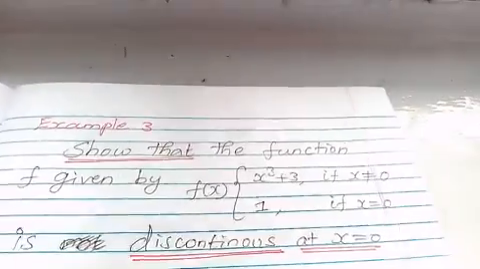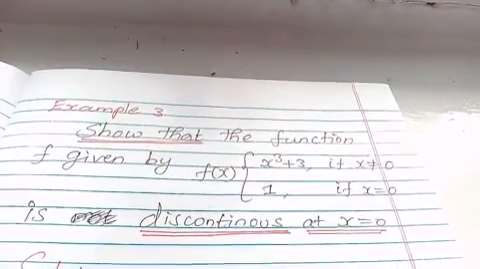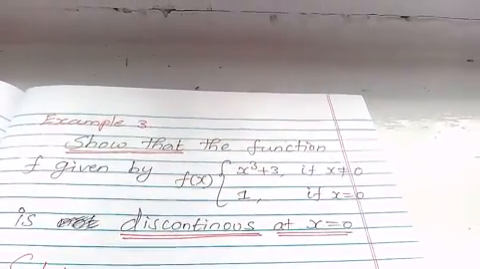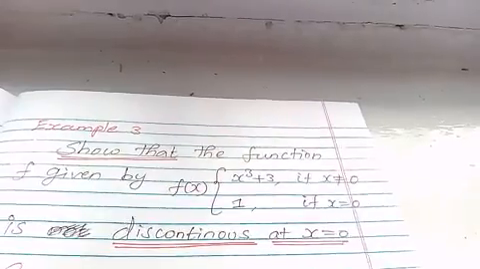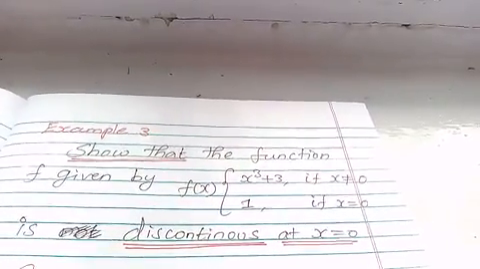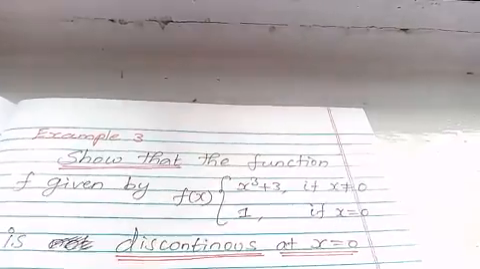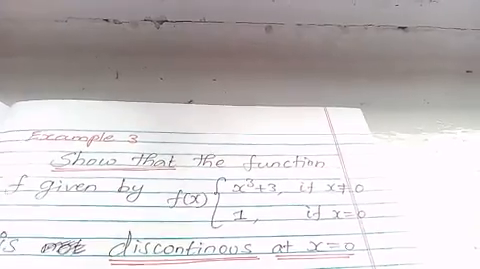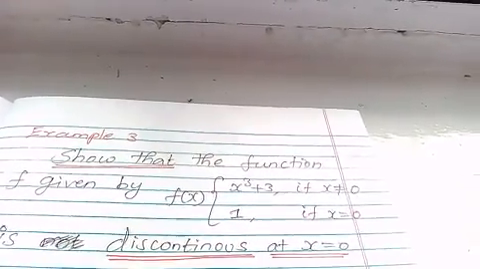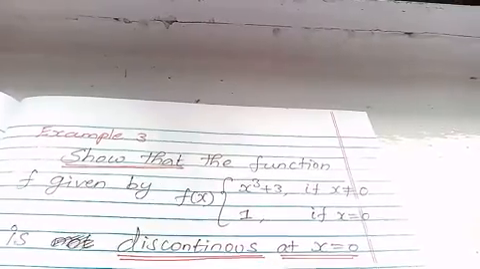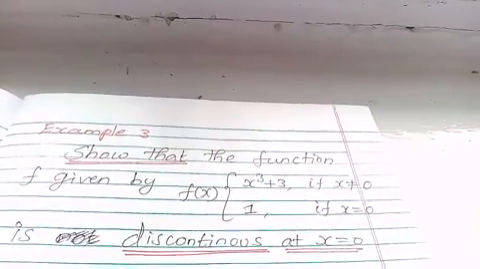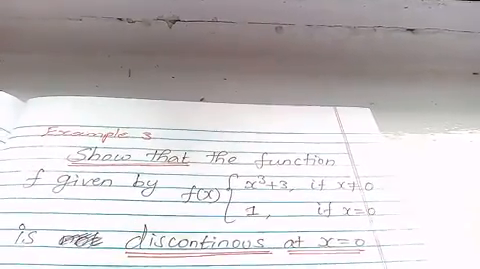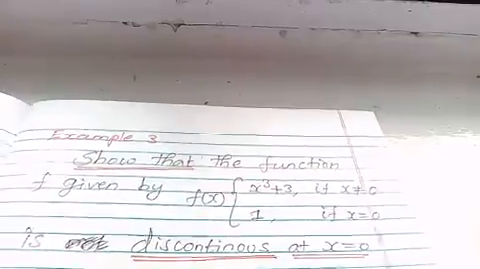See that question. So that the function f given by f of x equal to x cube plus 3 if x not equal to 0, f of x equal to 1 if x is equal to 0, is discontinuous at x is equal to 0. Here we can check only x is equal to 0. No need to bother about x not equal to 0. Because here we need to show that discontinuous at x is equal to 0. Discontinuous means it is not continuous at x is equal to 0.